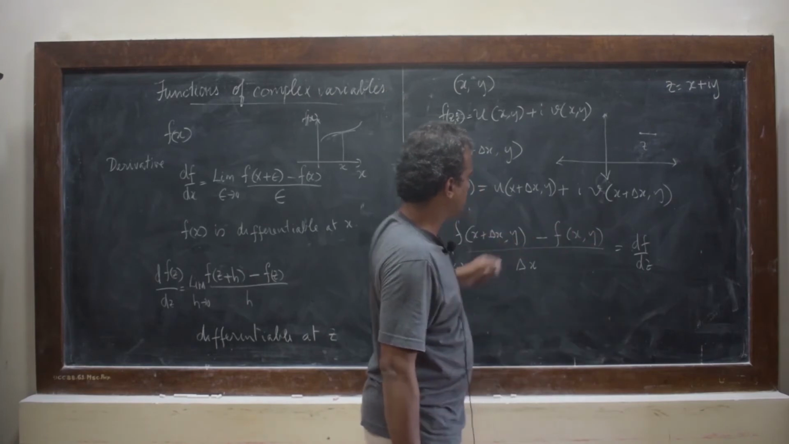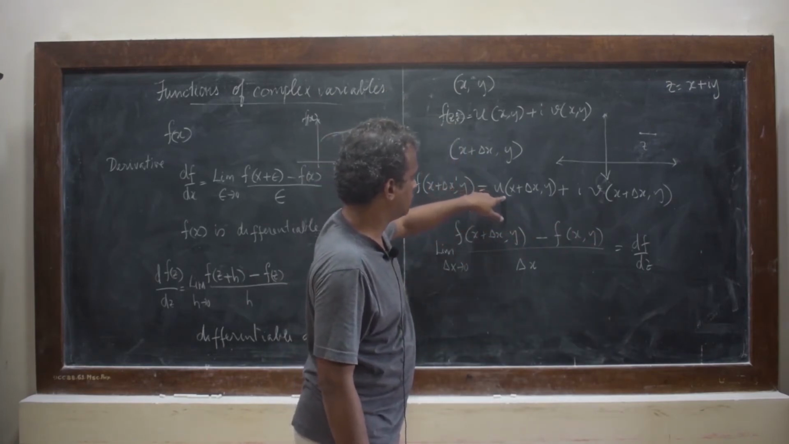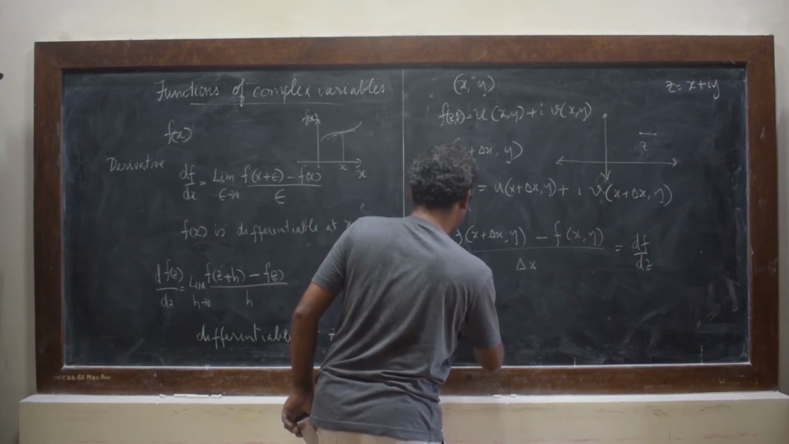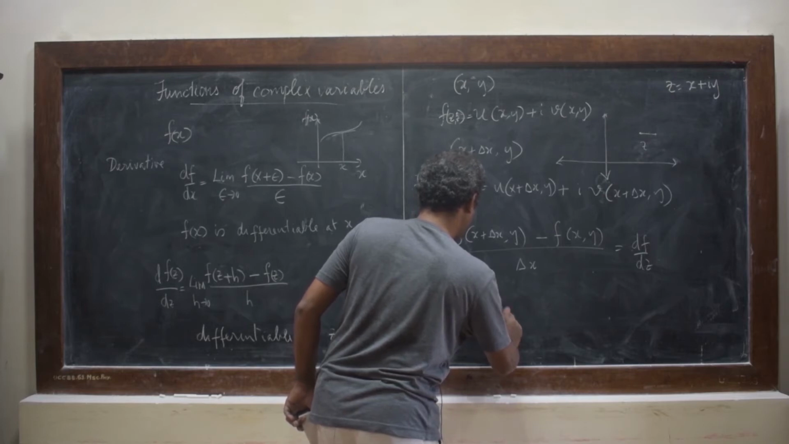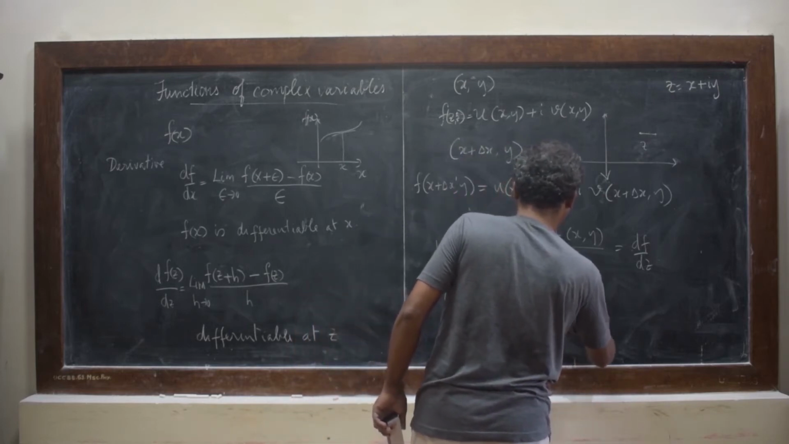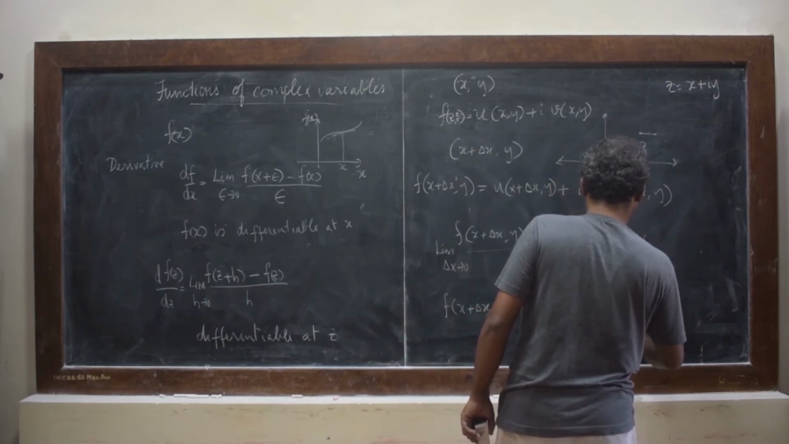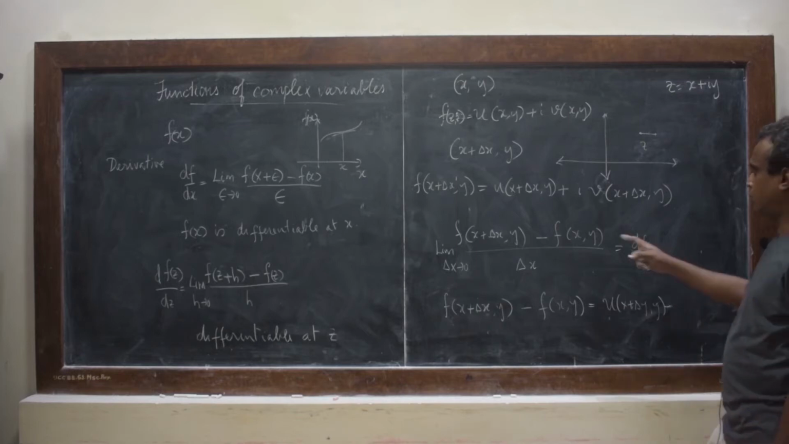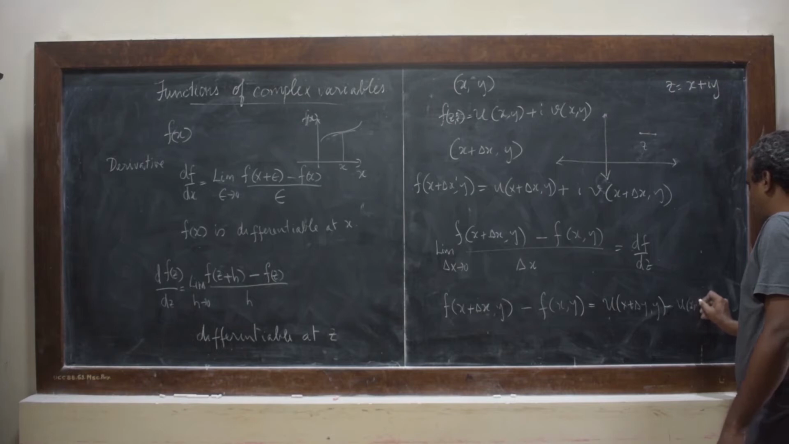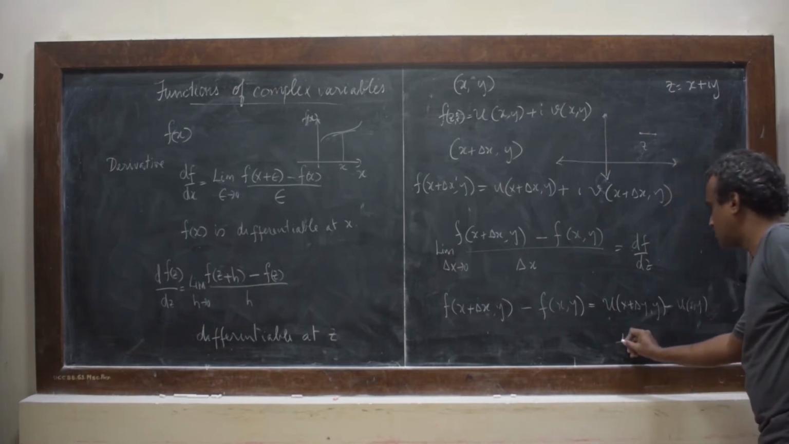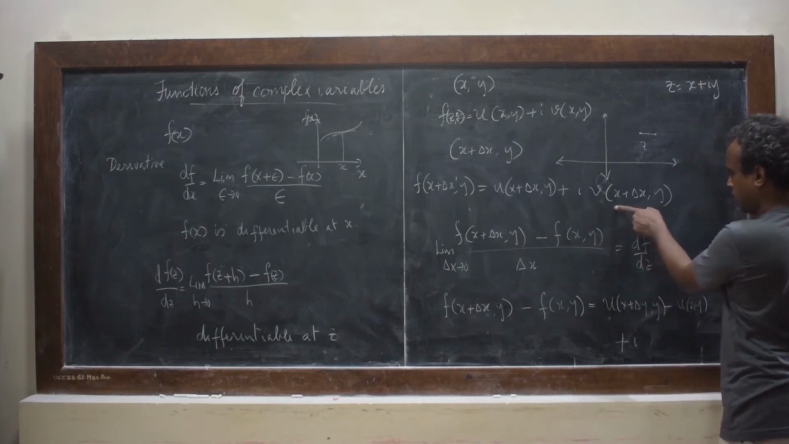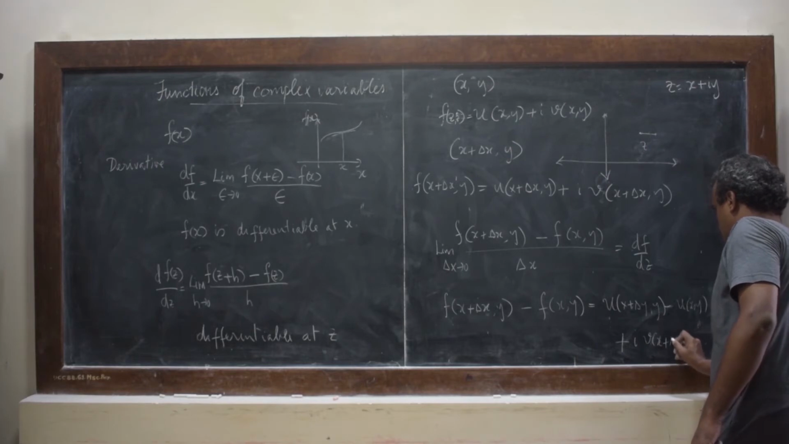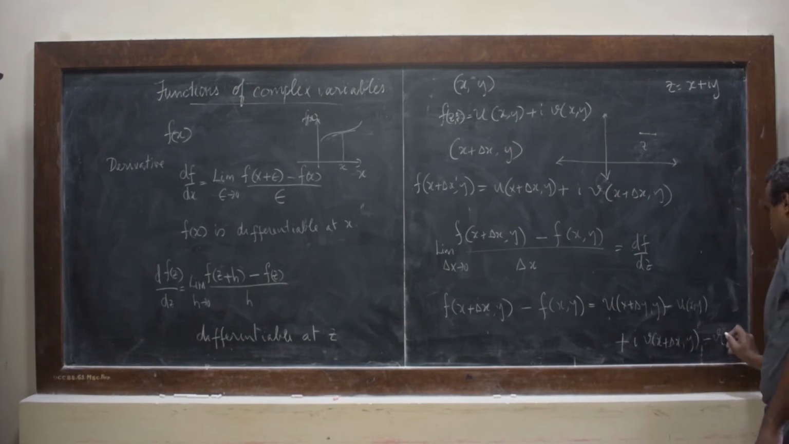Writing it in terms of u and v, observe that when I consider this difference, it gives me u at x plus delta x comma y minus the real part of f at x comma y, which is u at x comma y, plus the difference of the imaginary part of f at x plus delta x comma y, which is v at x plus delta x comma y minus v at x comma y.